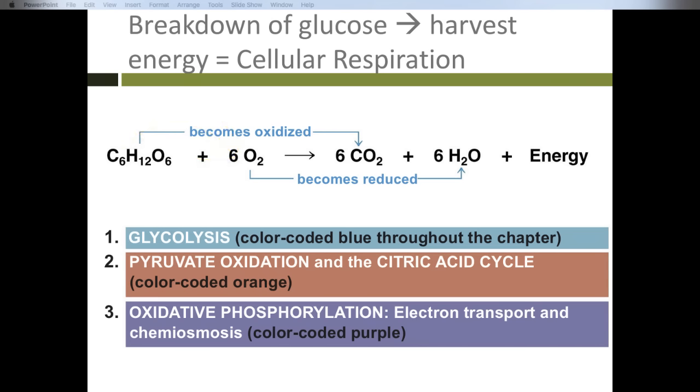We can break the steps down by where they are located in the cell. The first phase is glycolysis. This happens in the cytoplasm. The second phase is pyruvate oxidation and the citric acid cycle. That happens in the matrix of the mitochondria. And the third phase is oxidative phosphorylation. That happens across the inner membrane of the mitochondria.